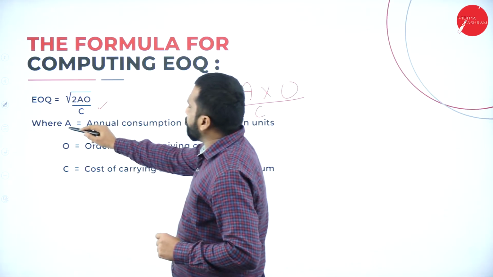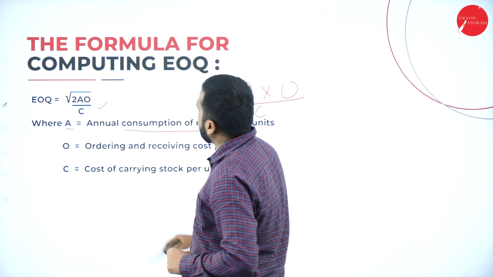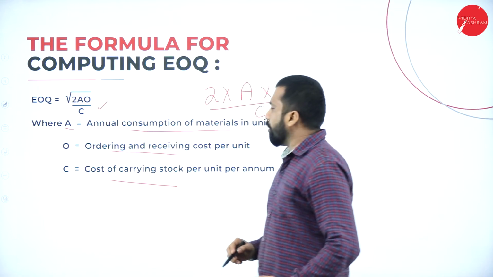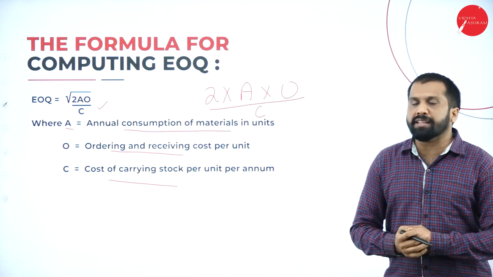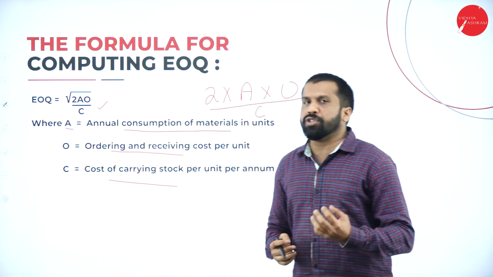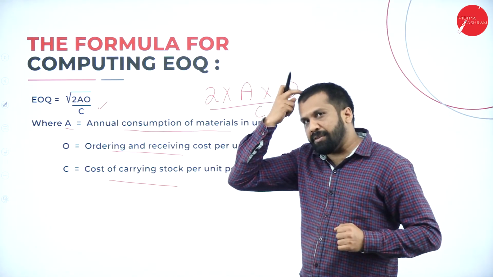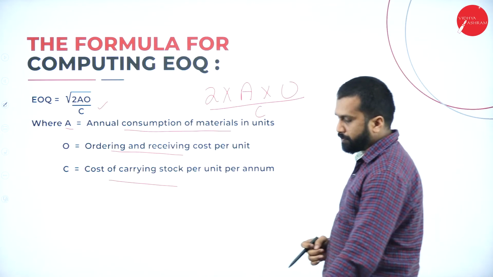Now, A stands for annual consumption. O stands for ordering and receiving cost. C stands for cost of carrying stock. Annual consumption, in the sense what? How much you required, you needed for a whole year. That is called annual consumption.